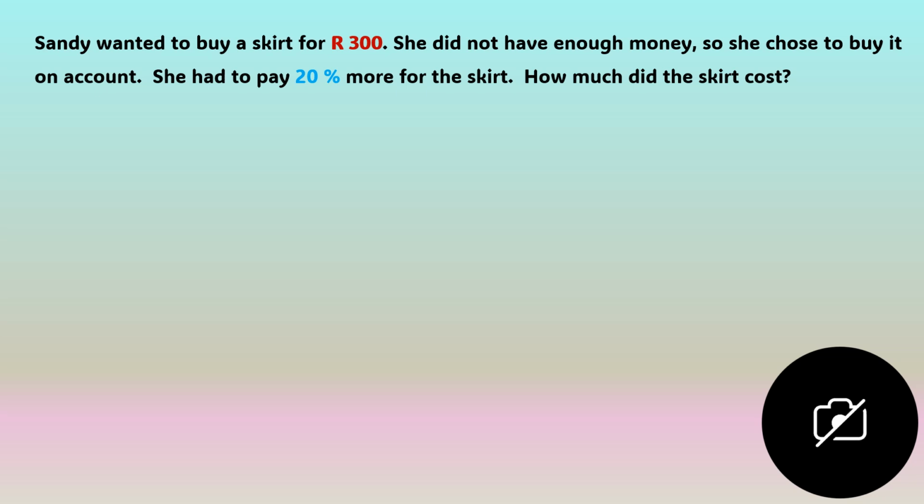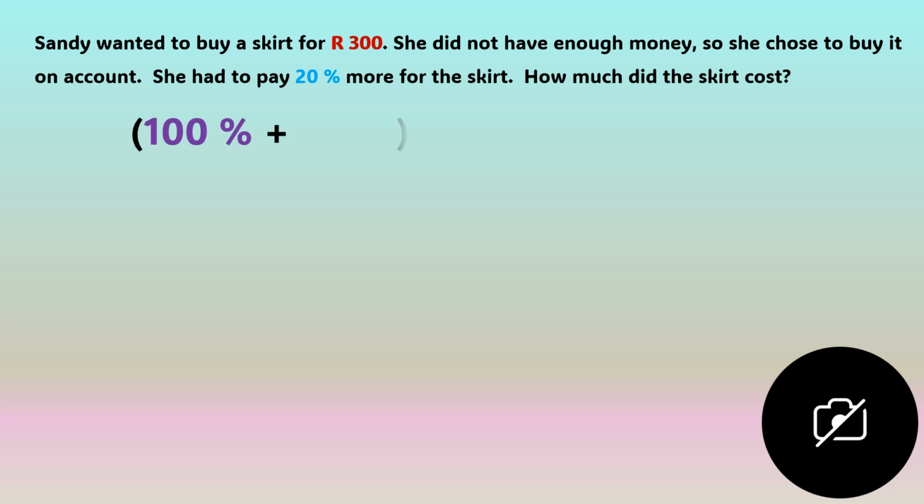So she needs to think in her mind, does she have enough money to buy the skirt on account before she goes to the till? Because she doesn't want to get embarrassed when she goes to the till and then she doesn't have enough money. So she wants to know how much does the skirt cost.